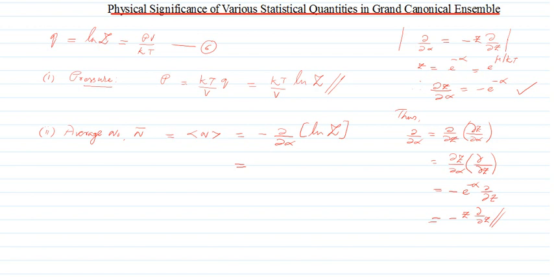So I'm writing this as Z. This is equal to z ∂/∂z. Remember, here the small z is used, which is nothing but the fugacity, and the capital Z, or script letter Z, denotes the grand partition function. Now once again, one more identity will be used.